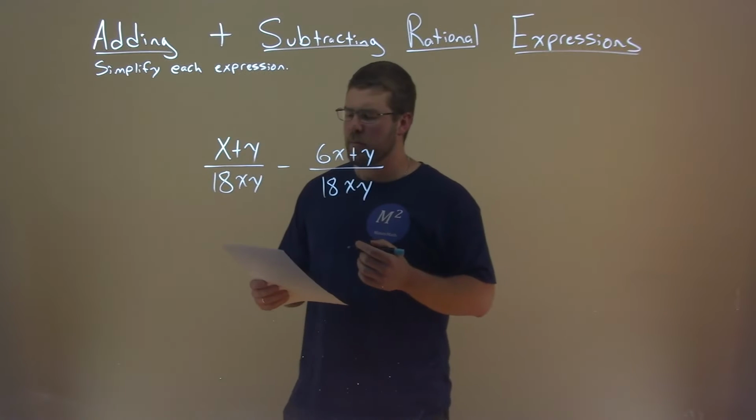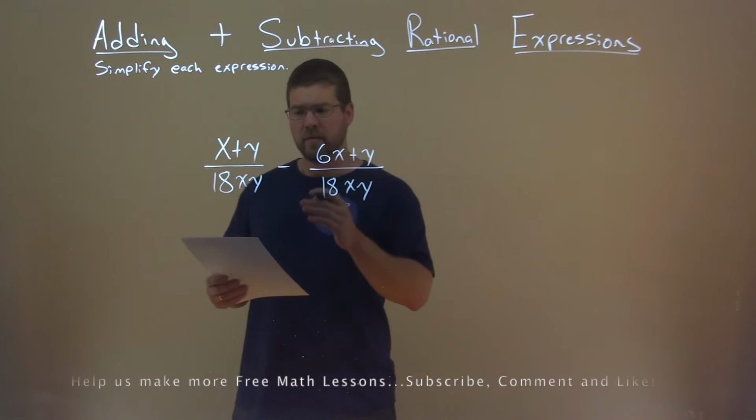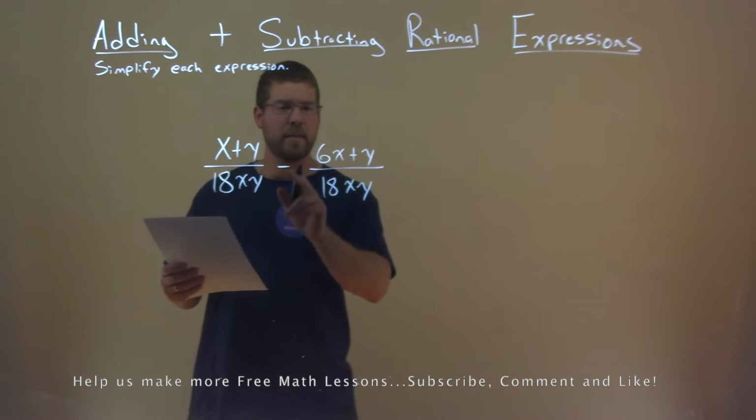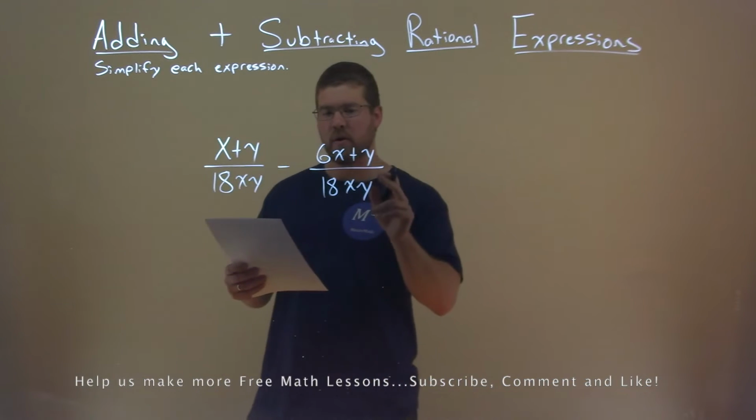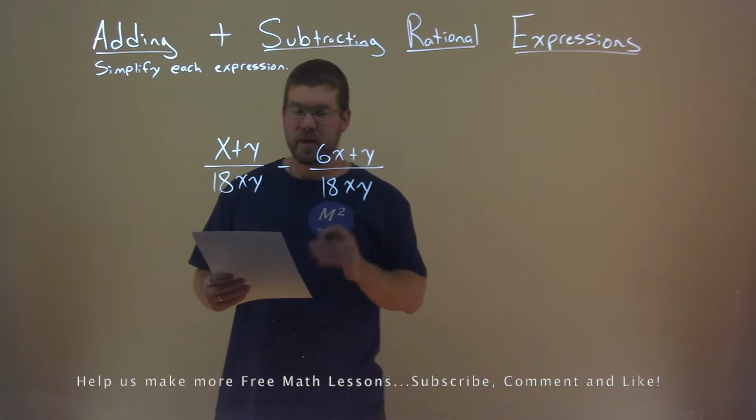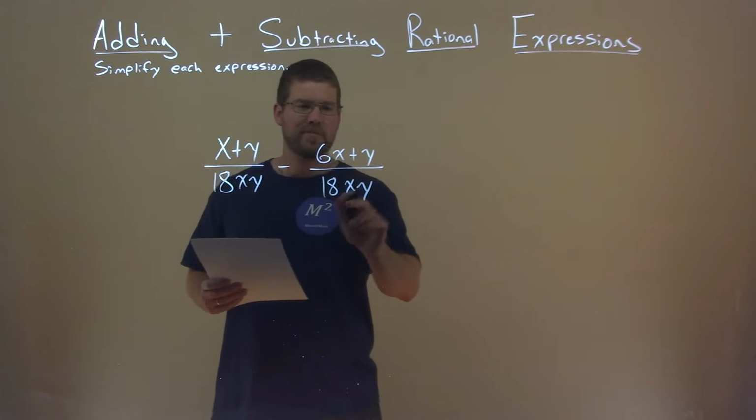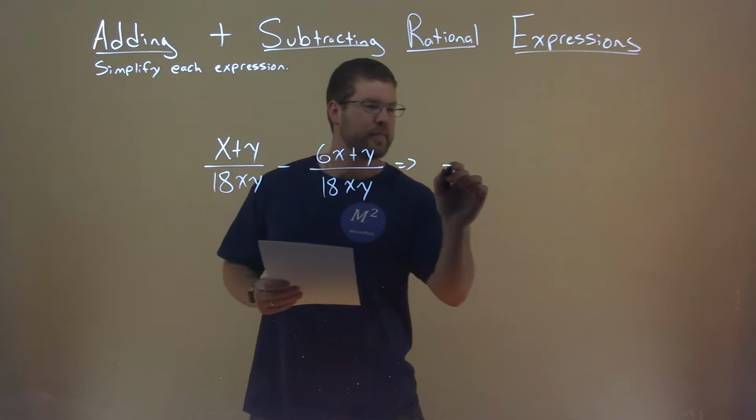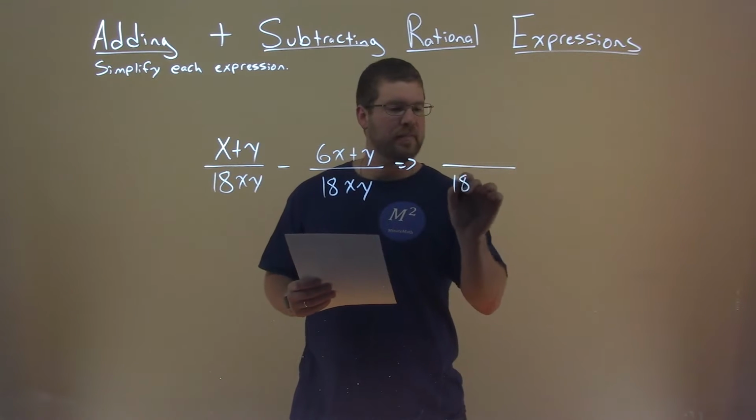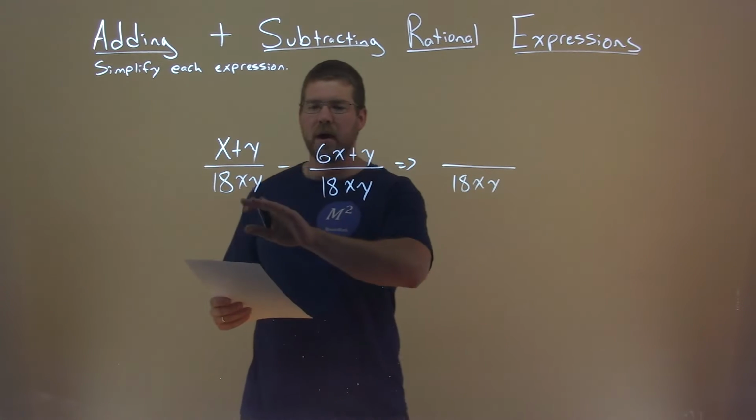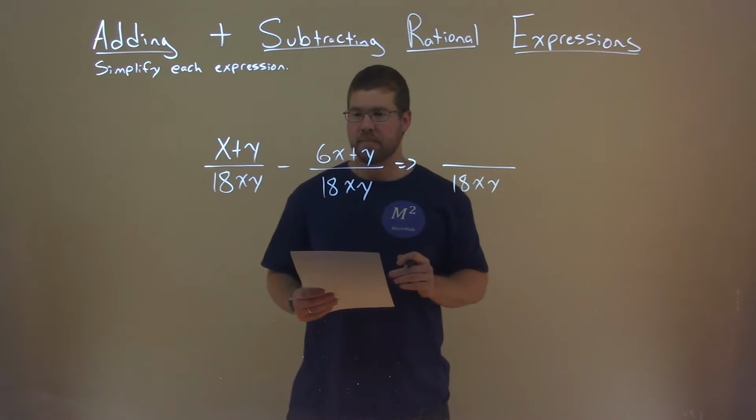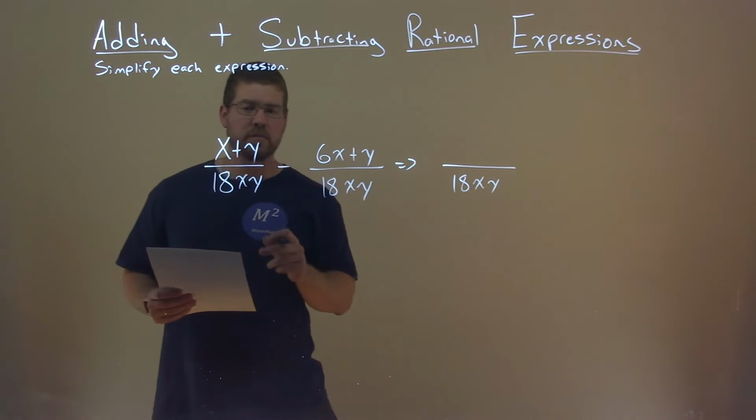We're given this problem right here, (x plus y) divided by 18xy minus (6x plus y) over 18xy, and we need to simplify this expression. Well, we already have the same base going on here, that 18xy, and so we know we can combine these two fractions right off the bat. So now let's add our like terms.